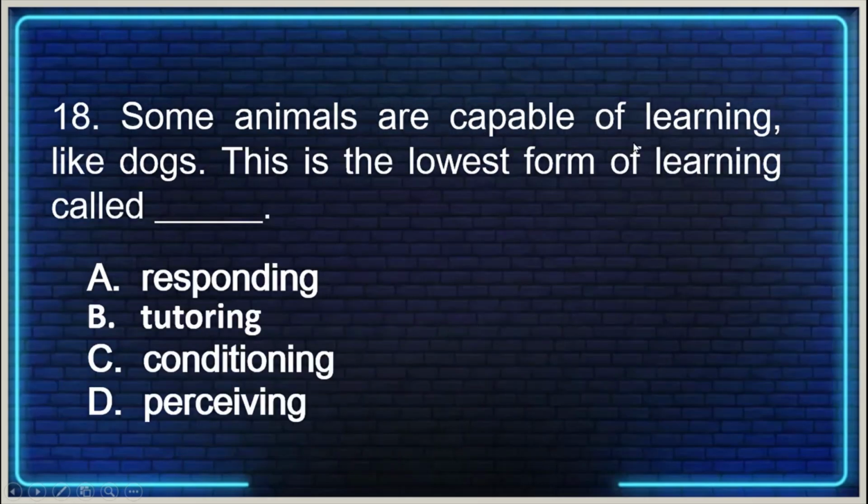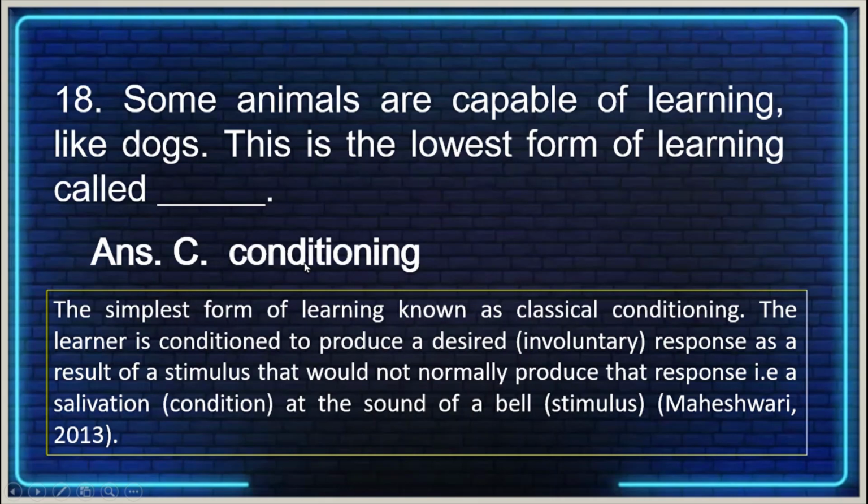18. Some animals are capable of learning, like dogs. This is the lowest form of learning called blank. A. Responding. B. Tutoring. C. Conditioning. And D. Perceiving. The answer is letter C, conditioning. Okay, so the simplest form of learning is known as classical conditioning. So the learner is conditioned to produce a desired involuntary response as a result of a stimulus that would not normally produce that response. For example, salivation, this is the condition, at the sound of a bell, that is a stimulus. Okay, that is according to Maheshwari 2013.